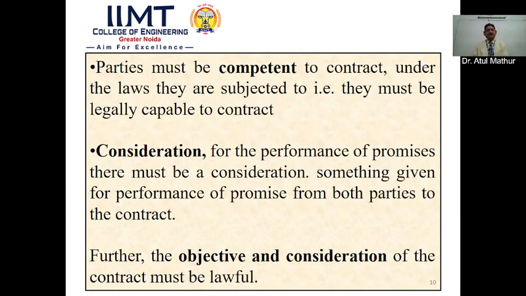The parties must be competent to contract under the law they are subjected to. They must be legally capable to contract. The consideration: for the performance of promises, there must be a consideration, something given for performance of promise from both parties to the contract. Further, the object and consideration of the contract must be lawful.